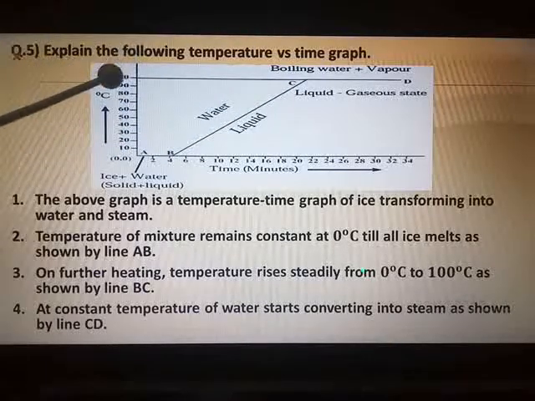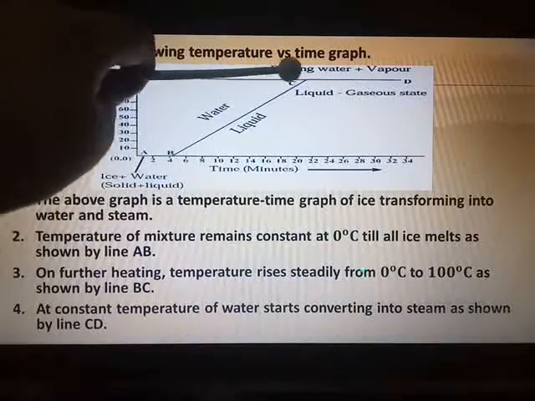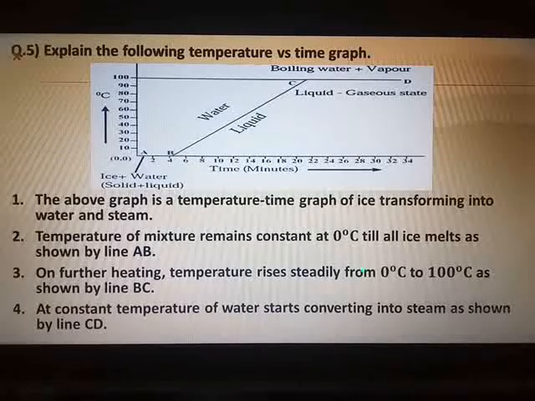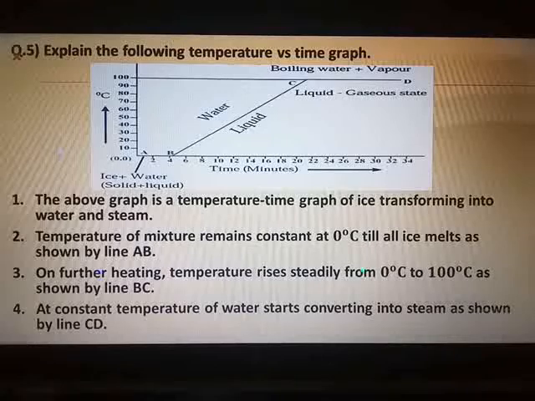And at a constant temperature of 100 degrees Celsius, water gets converted into steam, which is shown by line CD. So in this graph, what line AB, BC and CD indicate, the change from which state to which state and at which constant temperature, that explanation you have to provide by looking at this graph. Now how to express? You have to show the melting point of ice, some will show the boiling point of water. Everything is accepted only and only with proper explanation.